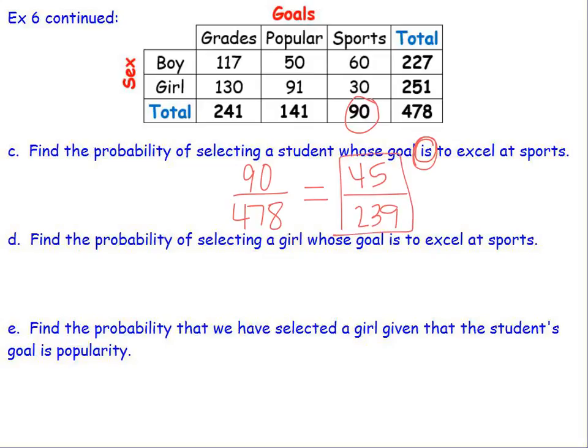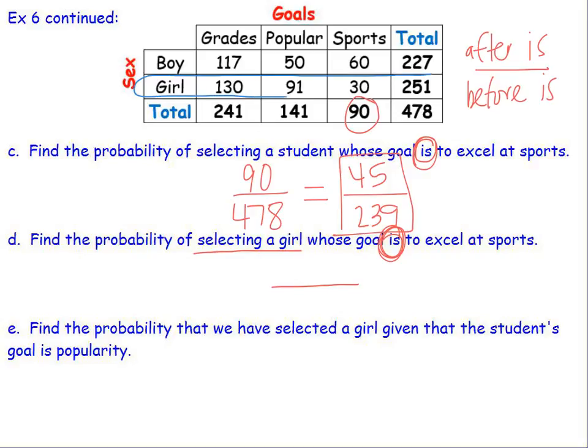Now, here's where we're going to get into conditions. Find the probability of selecting a girl whose goal is, there's the "is." But notice, before the "is," it doesn't say selecting a student. We are finding the probability of selecting a girl. So our denominator now, because remember, our fraction is after the "is" on the top, before the "is" on the bottom, our bottom is only girls. So these numbers all right here are all of our girl numbers. Those are the only numbers you're allowed to use.